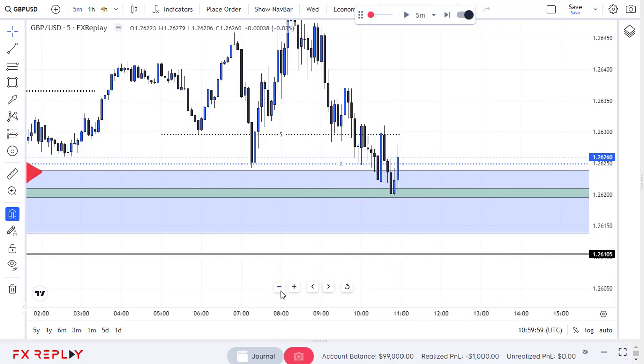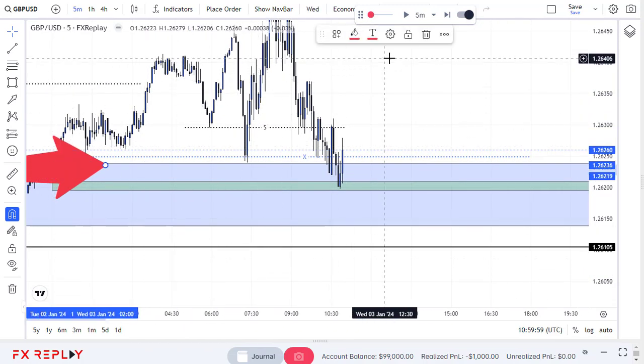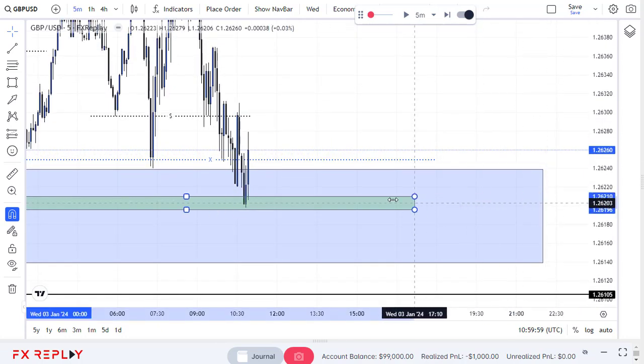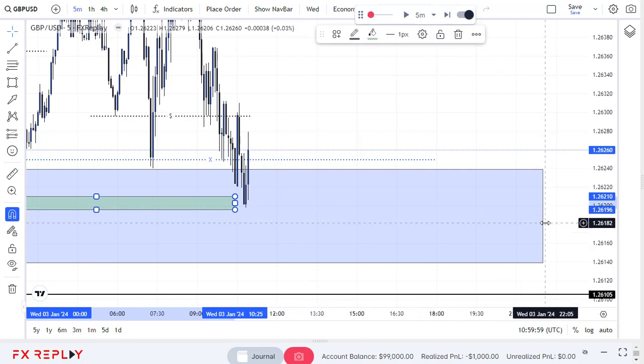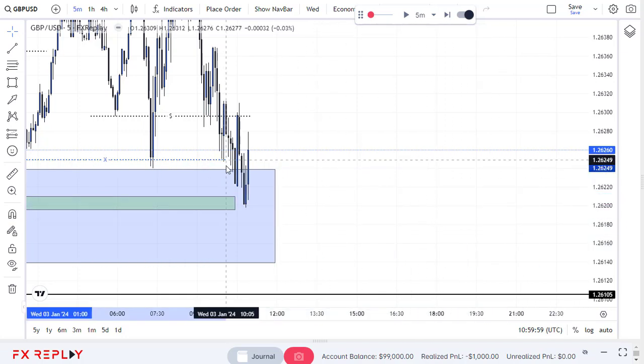So you can see that price has mitigated the 5 minutes refined POI within the 1 hour POI, and price has also given us an entry. Price has given us a single candle order block. I'll just move this out of the way and adjust this as well. So now I'll just adjust this. So this was our inducement.